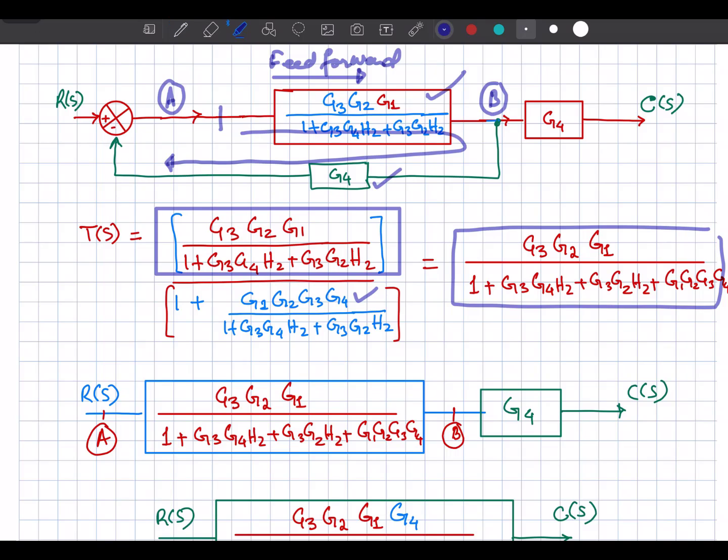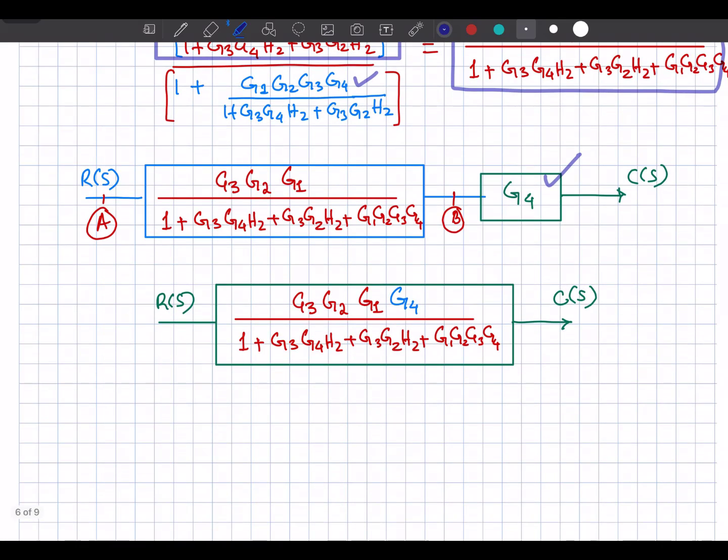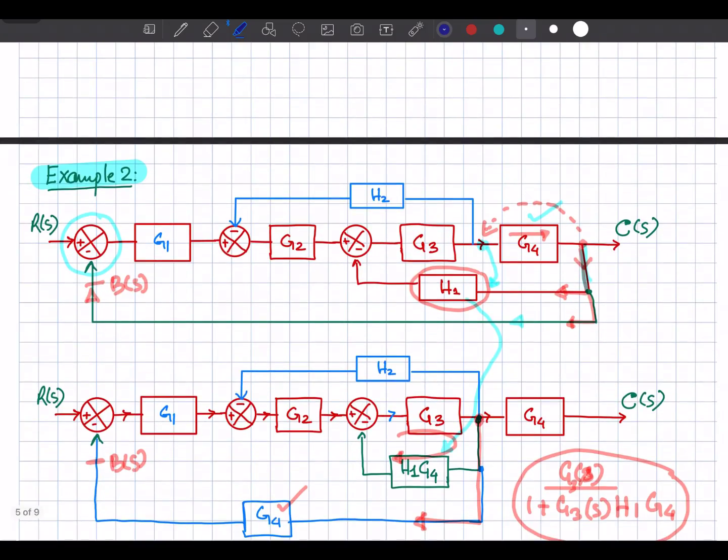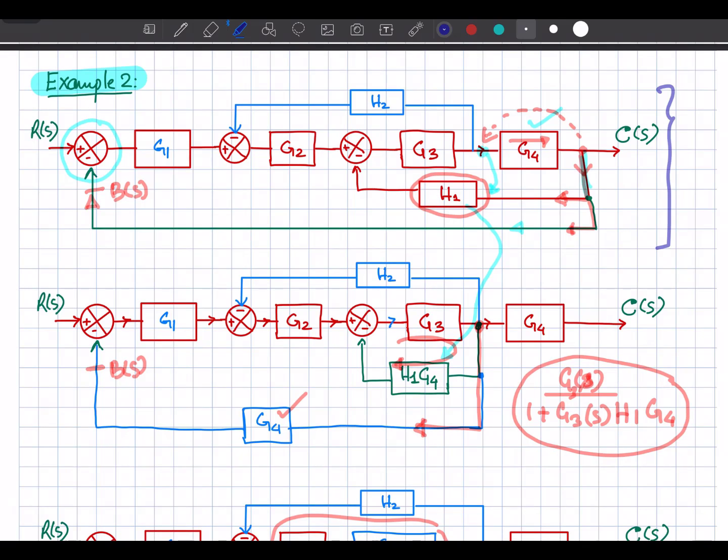Now if we look at this part, the G4 is being multiplied with this one, so G4 is over here. If we now look at that one, this makes a cascaded system. So we are going to multiply the gain of these two blocks, and we will get this transfer function. So this is the single transfer function relating your input and the output, right? So we have reduced this block diagram into a single transfer function using the basic rules of block diagram reduction.